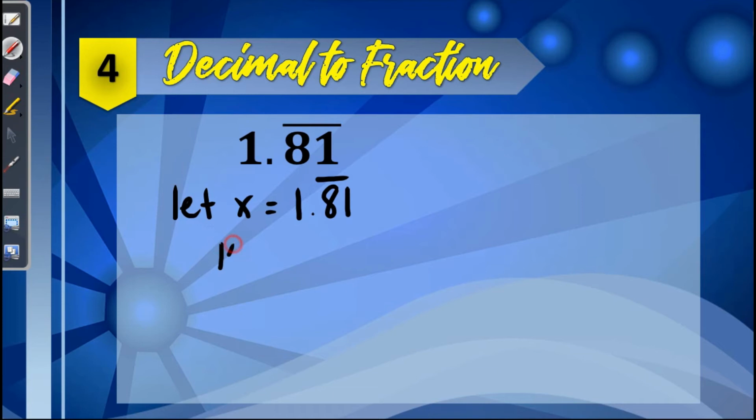So we have 100x is equal to 181.81, which is our first step or first equation. Second, we have to multiply the given by a power of 10 such that the repeating values are placed next to the decimal point or beside the decimal point. As we can see here, 8 and 1 are already placed next to the decimal point. Therefore, we will just simply copy x is equal to 1.81.